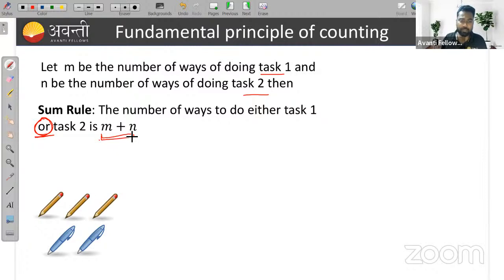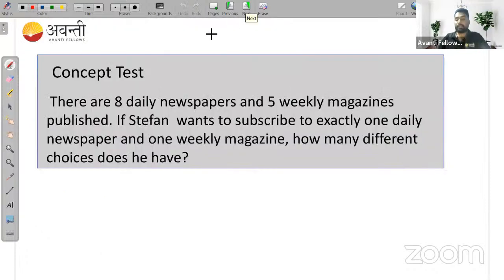Everyone, respond in the chat box. Is it clear? Okay, so let's move on.